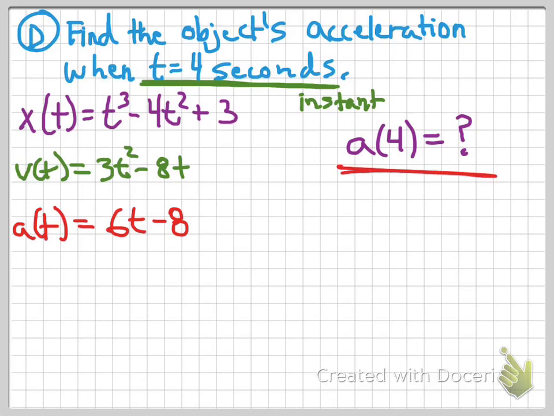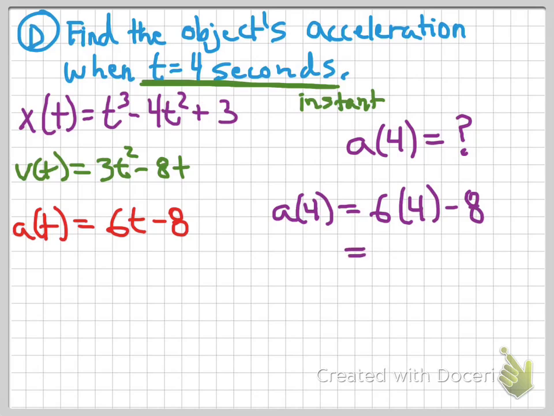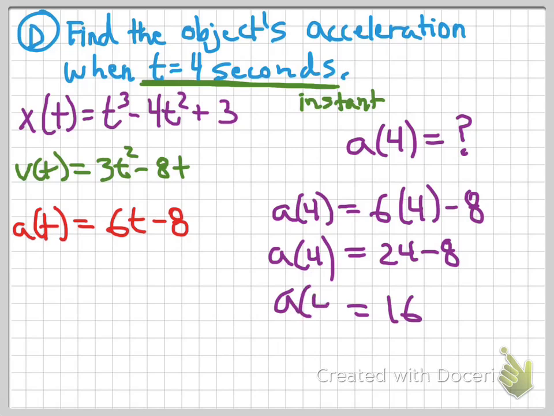So now I have position, velocity, and acceleration, and I want acceleration at time equals 4. I'm going to find a of 4 by plugging 4 into 6t minus 8. So it's going to be 6 times 4 minus 8. 6 times 4 is 24, and 24 minus 8 is 16. We get acceleration at 4 is equal to 16. And 16 what? This is how fast the velocity is changing. It's changing at a rate of 16 meters per second squared. So I can write seconds squared, and that is my answer.